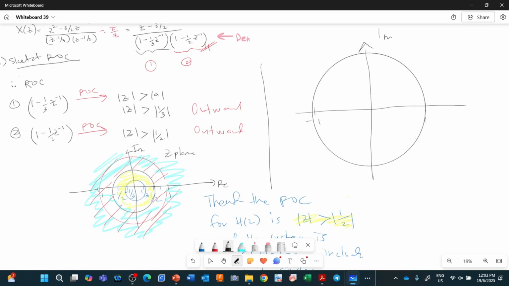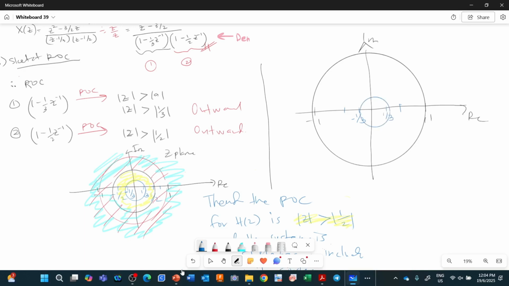So imaginary, real. Okay, we plot the first one. ROC 1/3. 1/3 is where? This is 1/2. 1/3 is here. So 1/3.